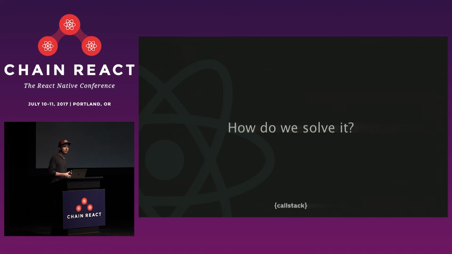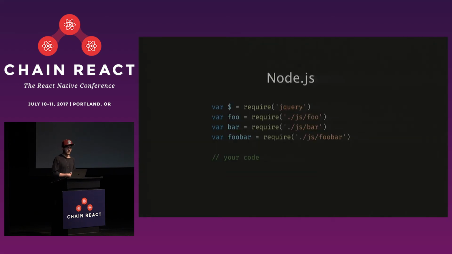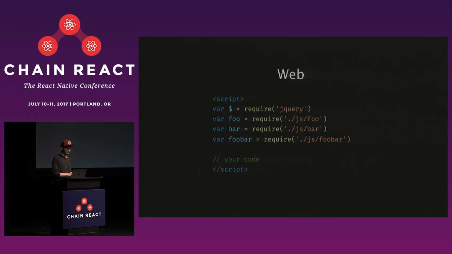Turns out it's been already solved in other environments, like for example in Node.js, which implements its own module system using the require function and exports object, amongst other things, on top of the CommonJS module spec. So what if we could do the same in our front-end code? That would be great, right?